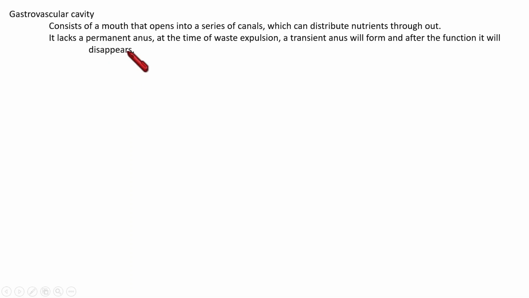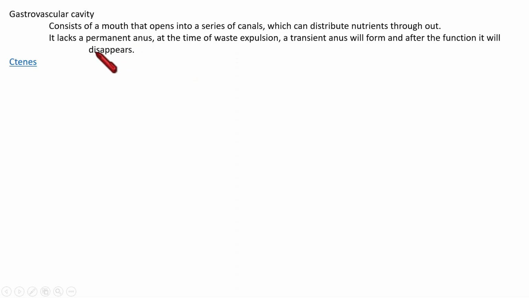And one notable feature is that it lacks a permanent anus. Only at the time to release waste, a transient anus, meaning not permanent, a temporary anus, will appear and the waste will be expelled, and after that this transient anus will disappear. So that is an interesting feature regarding this Ctenophora.